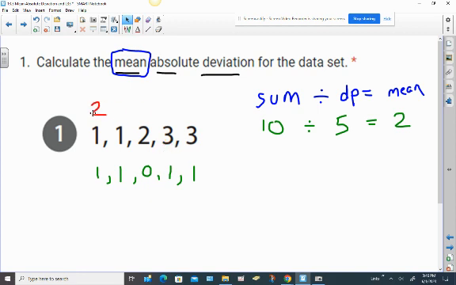All right, so now that we have those green numbers, we have to find the average or the mean of the green numbers. That's what mean absolute deviation is. So we need the sum again. The sum of the green numbers, if we add them up, 1 plus 1 plus 0 plus 1 plus 1 would give us 4. We have to divide that by the number of data points. So it's still going to be 5 data points. And that will give us our mean absolute deviation.